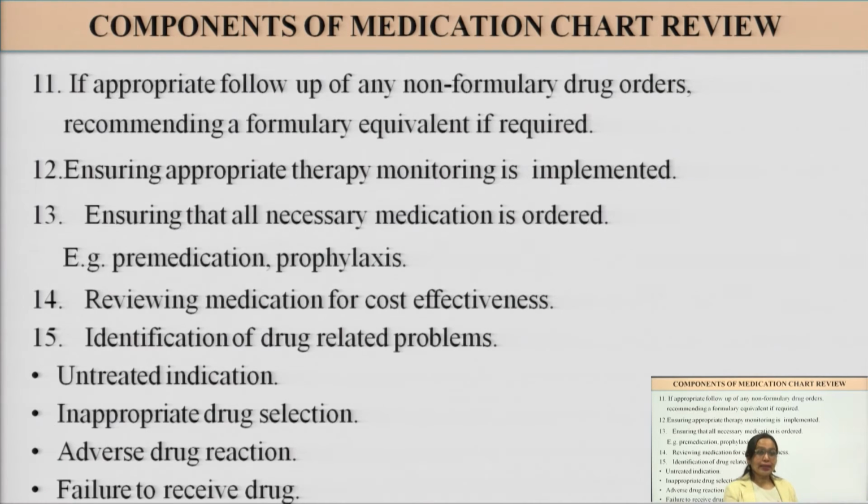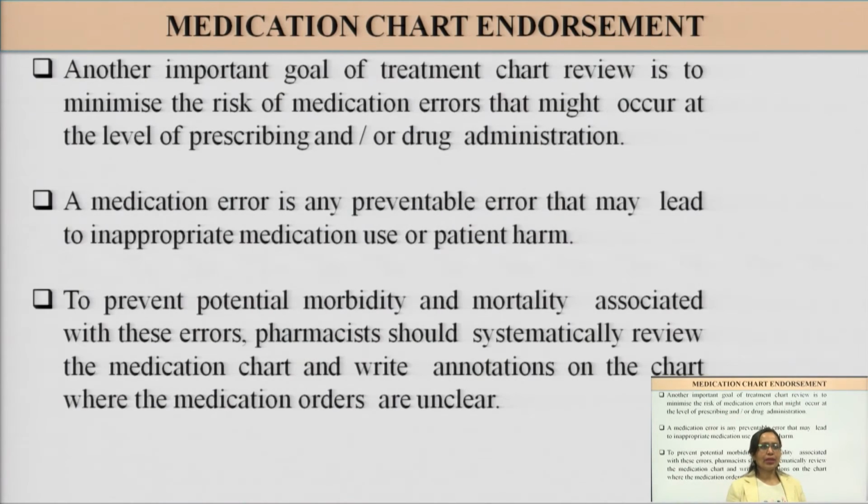And the next is identification of drug related problems. It is very interesting. What are the components of this medication chart review? All these are components. So under the identification of drug related problems, what are the things? There is untreated indication, inappropriate drug selection, any adverse drug reaction, or failure to receive the drug. All these come under the identification of drug related problems. So these are the different components of medication chart review.